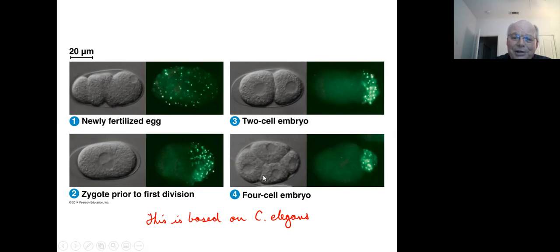It is distinctly different from the other three cells because of the presence of the determinants. And so simply because of the distribution of these determinants during these first rounds of cleavage, we've created a polarity. Determinants at this end, no determinants at this end. We have a polarity in the embryo, and that immediately establishes, in this case, the anterior posterior axis in the C. elegans worm.